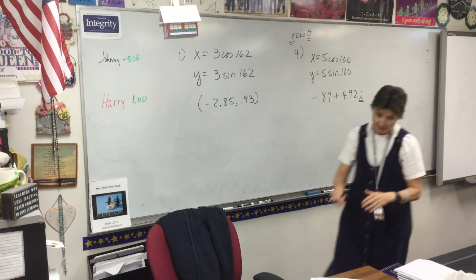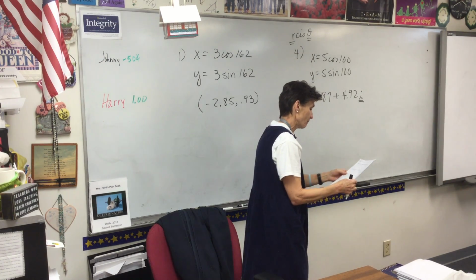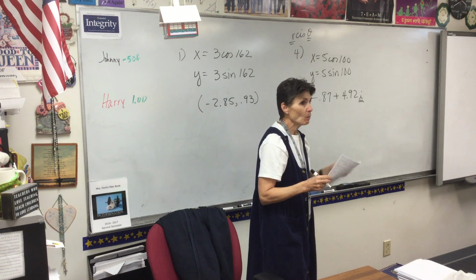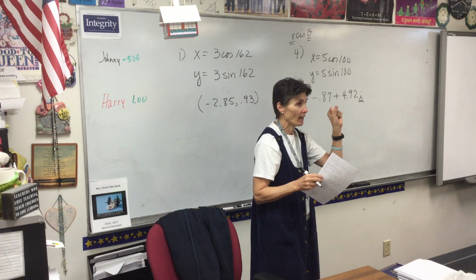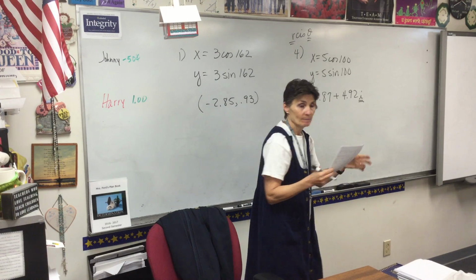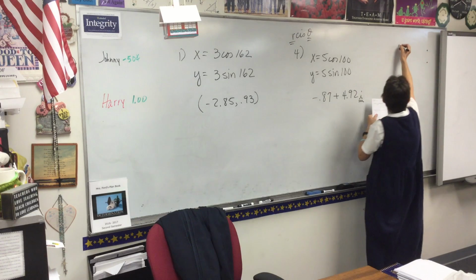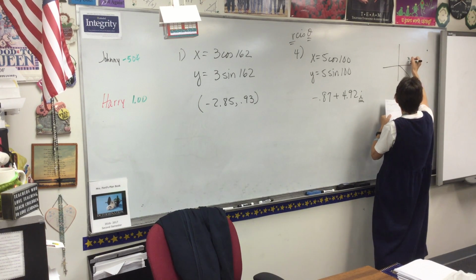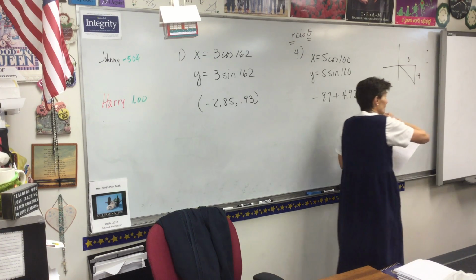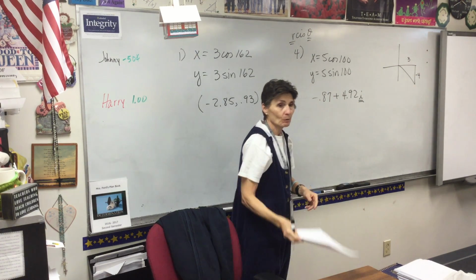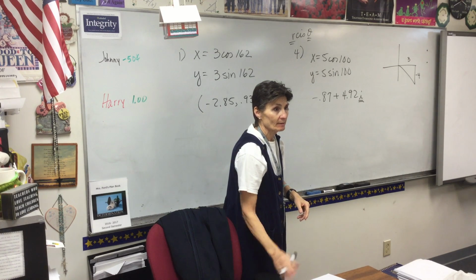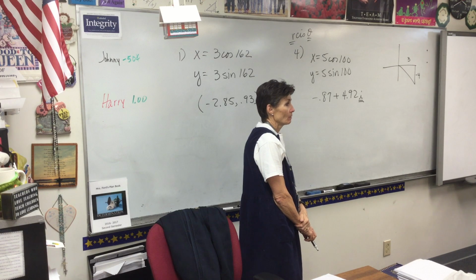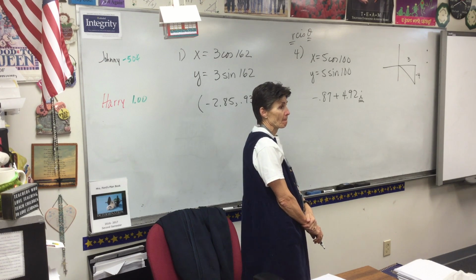Next, let's do the middle two now. Now these say convert to polar. Now what does that mean? If I want polar, I have to find what? R and theta. So I'm starting with an x and a y, and I have to figure out R and theta. Does that picture make sense to you? What's my R?